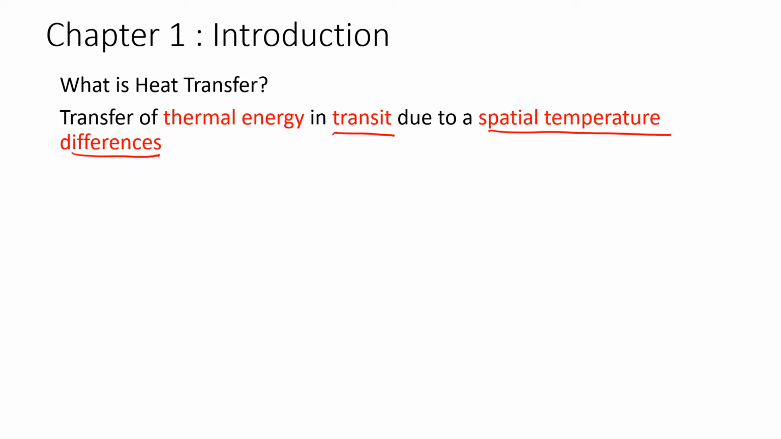Now, what does transit mean? It means that the energy is being transferred with respect to time. And what causes the transfer of energy is the spatial temperature differences. That means that whenever there is a temperature difference between any 2 points, there will be a transfer of heat between the 2 points.